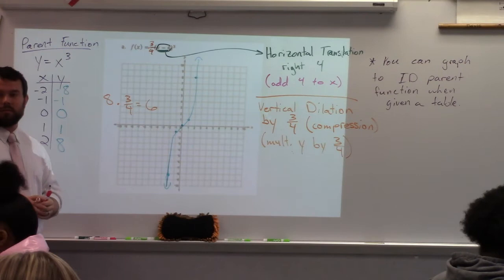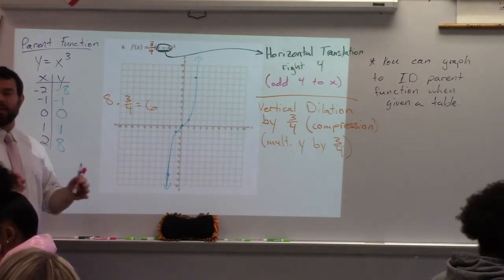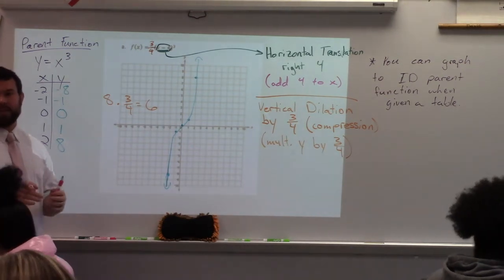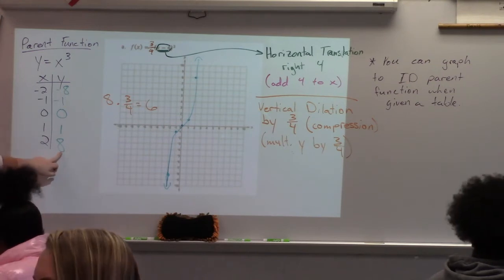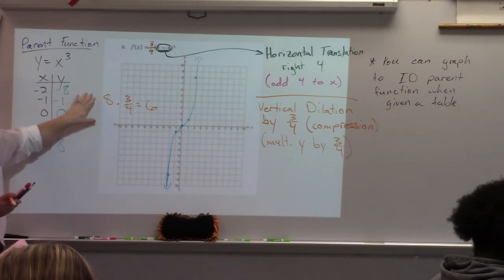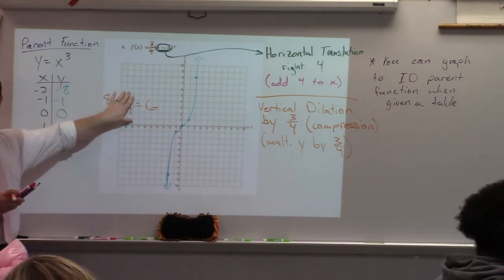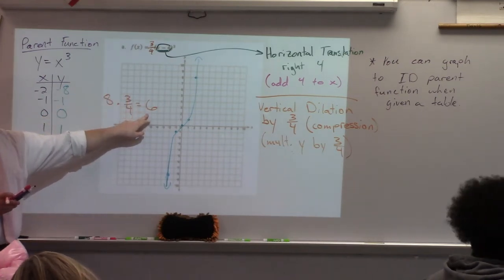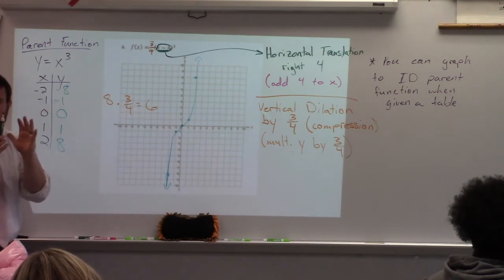But where did you get that 8 from? I made that up in this case. Actually, I didn't fully make it up. Notice we have a y value of 8 right here. But I'm just using this as an illustration. If I take a number and multiply it by 3/4, did that number get smaller or bigger? Smaller, so it compressed.